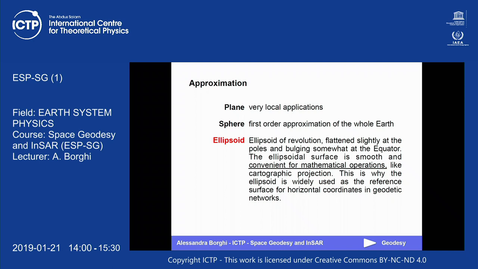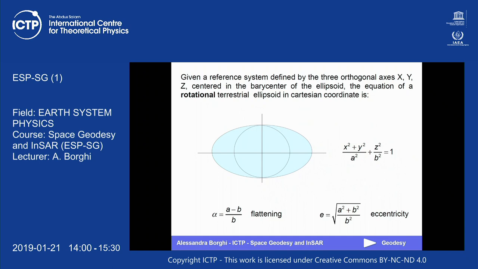We can approximate the Earth with an ellipsoid of revolution. It means that we need just to know two axes, the minor and the major axis, and we have a very simple formula to deal with the ellipsoid. This is the zeta axis, centered in the center of the ellipsoid. Knowing A and B, the two axes, or one axis and another quantity called flattening or eccentricity, we know everything about the geometry of our ellipsoid with two parameters.